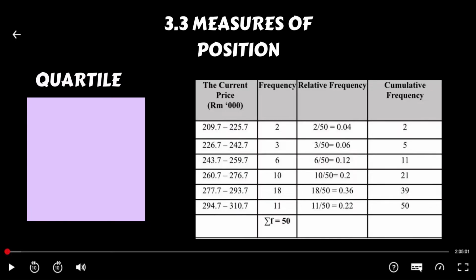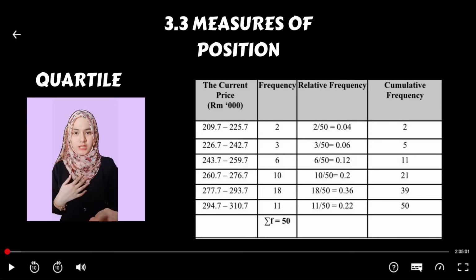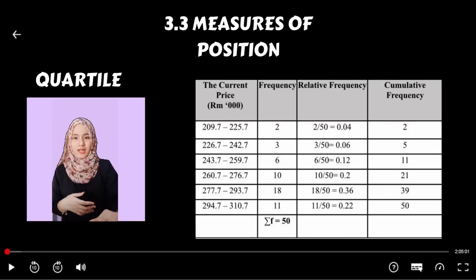The answer is 520.9, and the standard deviation is about 22.8. To determine the measurement of position, the data must be sorted from lowest to highest. In this topic, we focus on quartile. A quartile is a set of data that will be divided into 4 groups. Each quartile contains 25% of the total observations.